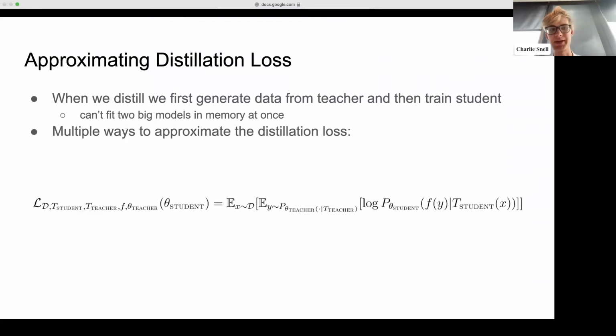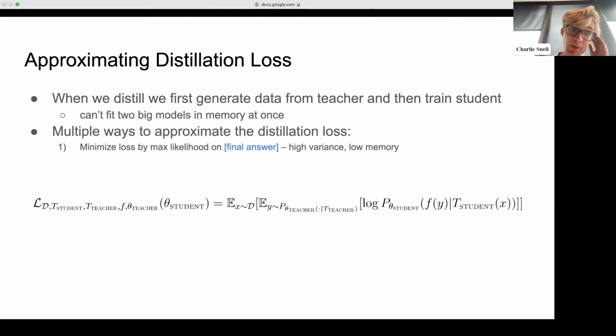And the reason is because we can't fit two big models in memory at once. We can't fit the teacher and the student in memory at the same time. It's just an implementation detail. But this implementation detail gives rise to how we approach approximating the distillation loss. So there's a couple ways you could approximate it. One is you could just do maximum likelihood on the final answer tokens.